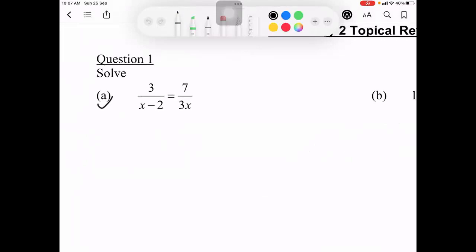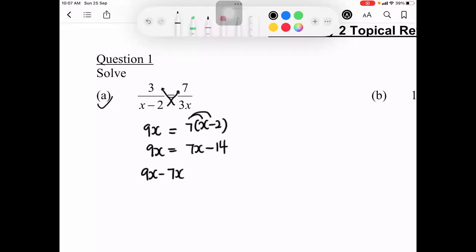Okay, first question, how to do this one? We can do cross multiplication. Correct? We cross multiply. You all don't answer me, I'm very awkward. Okay, we cross multiply. Equal sign stays in the center. So this is 3 times 3x, which gives you 9x. This one is 7 times (x minus 2), we expand. So you get 9x equals 7x minus 14, right? Then we subtract: 9x minus 7x equals negative 14.